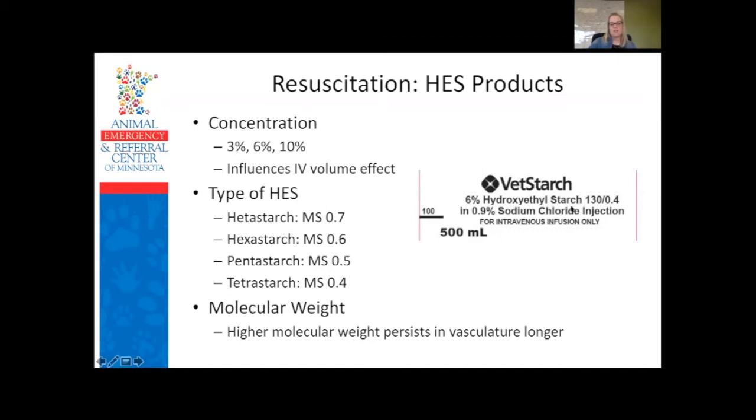And then the next thing on the label is your molecular weight. So this 130 here indicates the molecular weight of the vet starch. And the takeaway from that is the higher the molecular weight, the longer it will persist in the vasculature. So for the points on this slide, the higher the concentration, the higher the impact on your intravascular volume status, and the higher the molecular weight, the longer it stays in your vasculature.